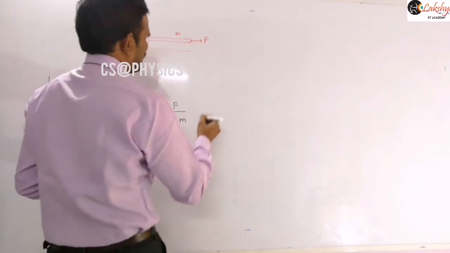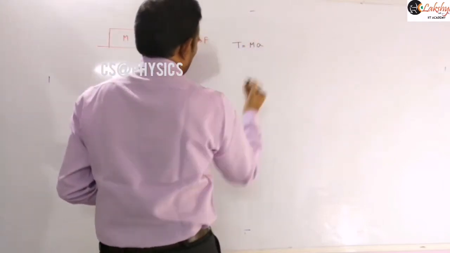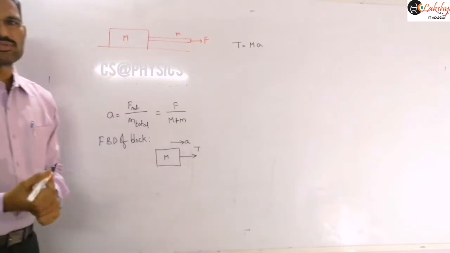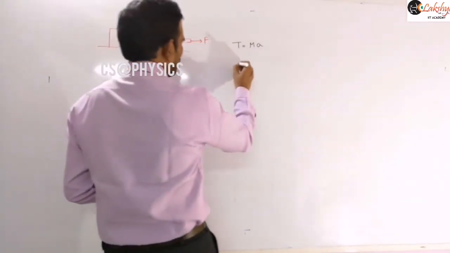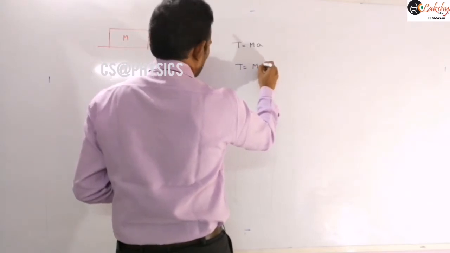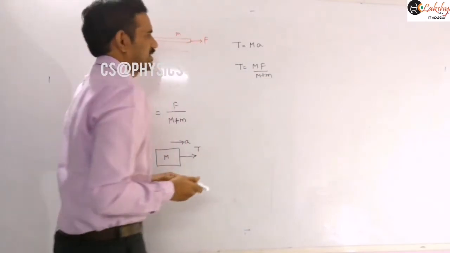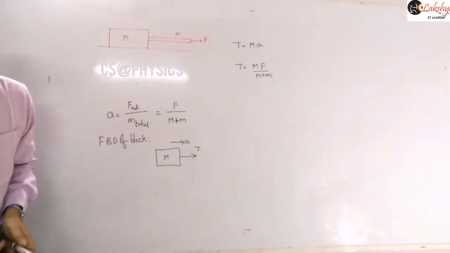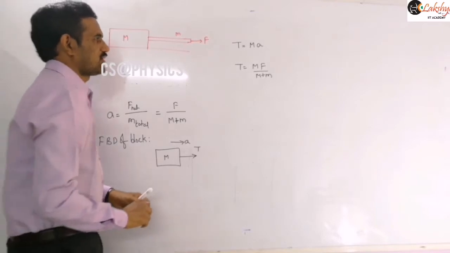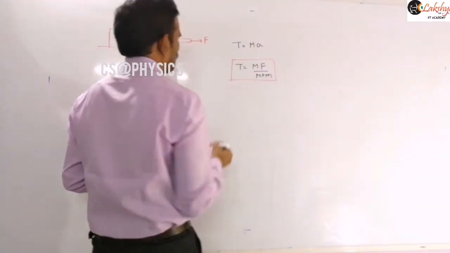So I can write the equation T equals M into a, because the only accelerating force is T. Therefore T equals M into a, and that a value is F by M plus m. Now that is nothing but the force exerted by the string on the block.